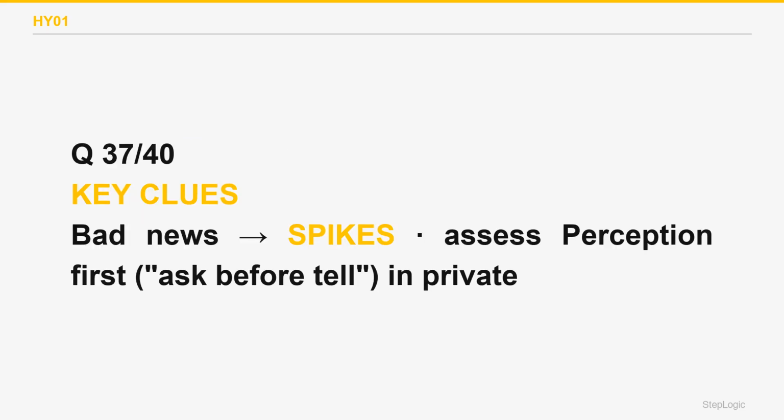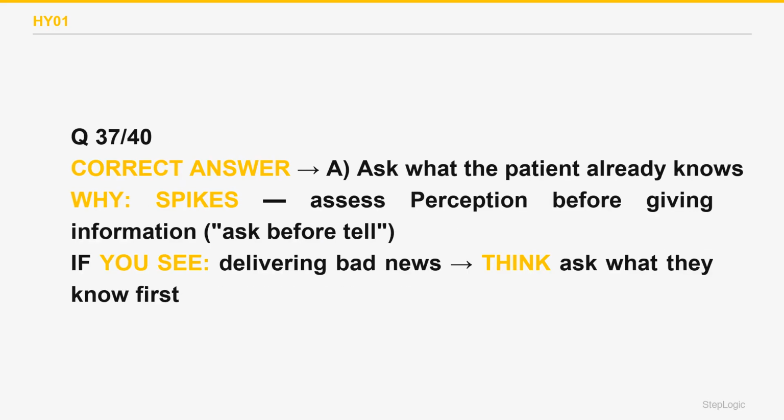In the SPIKES framework for breaking bad news, after setting up a private space, you assess the patient's perception. Ask before you tell. Finding out what the patient already understands lets you tailor the disclosure to their level, correct misconceptions, and gauge readiness. It centers the conversation on the patient rather than delivering information blindly. The correct answer is A.